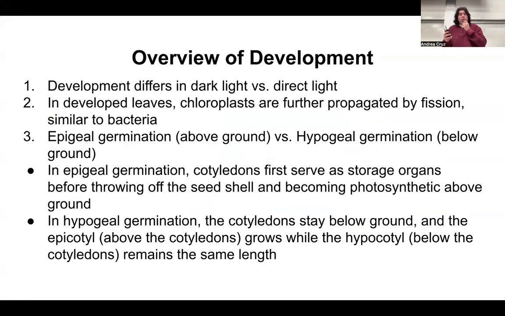All right, so just a quick overview before we begin. Development is obviously different in dark versus direct light, as it is in most cases with plants. In developed leaves, chloroplasts are further propagated by fission, similar to bacteria. And something we really want to highlight is epigeal germination versus hypogeal germination. In epigeal germination, the cotyledons first serve as storage organs before throwing off the seed shell and becoming photosynthetic above ground. And in hypogeal germination, the cotyledons stay below ground and the epicotyl grows while the hypocotyl remains the same length. This is important to highlight because most of the plants and systems we'll be talking about in this lecture are going to be hypogeal, which is more common in plants.